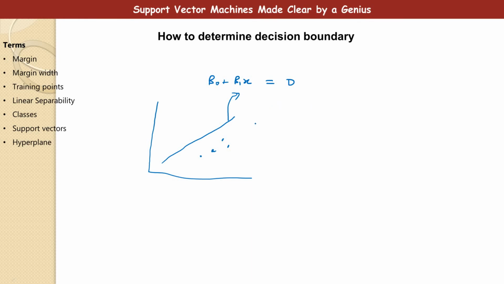There are points where beta 0 plus beta 1 x is greater than 0, and there are points where beta 0 plus beta 1 x is less than 0. At this side, we have one of the classes, and at this side, we have the other class. The theory of how to derive this, I'm going to do in another class.